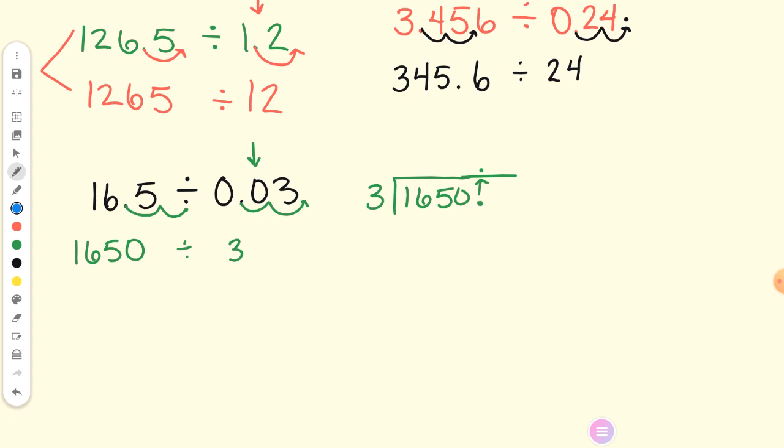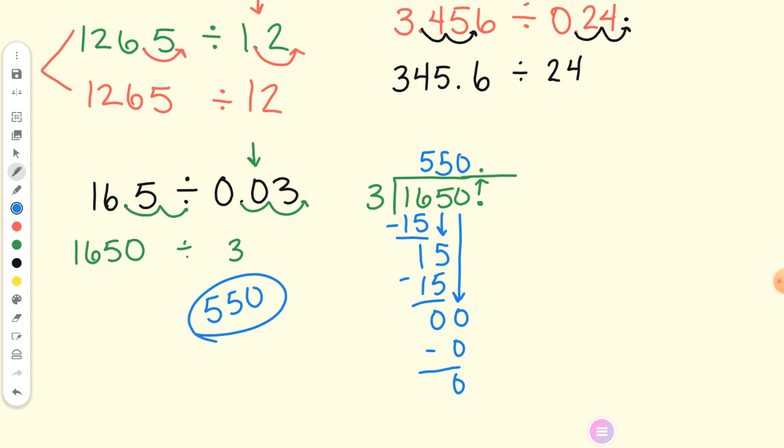0. 16. 5 times 3 is 15. I get 1. Drop the 5. How many times does 3 go into 15, Brody? 5. 5 times 3 is 15. Drop a 0. How many times does 3 go into nothing? 0 times. And then I still have nothing left. So do I really need my decimal point in this one? No. What is my answer? 550.